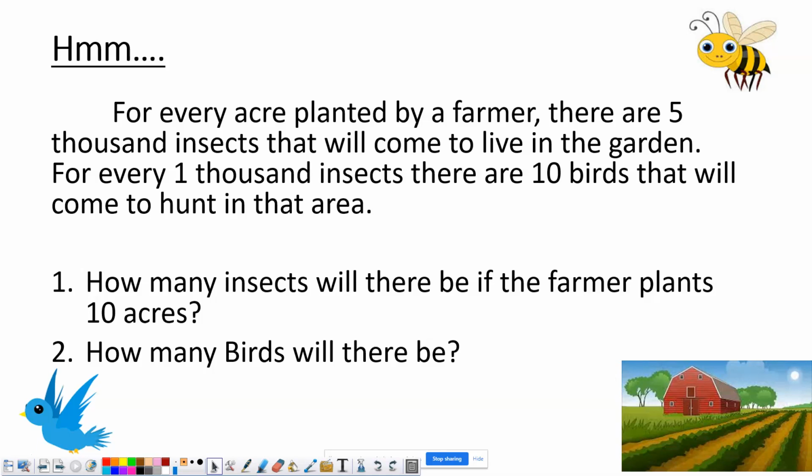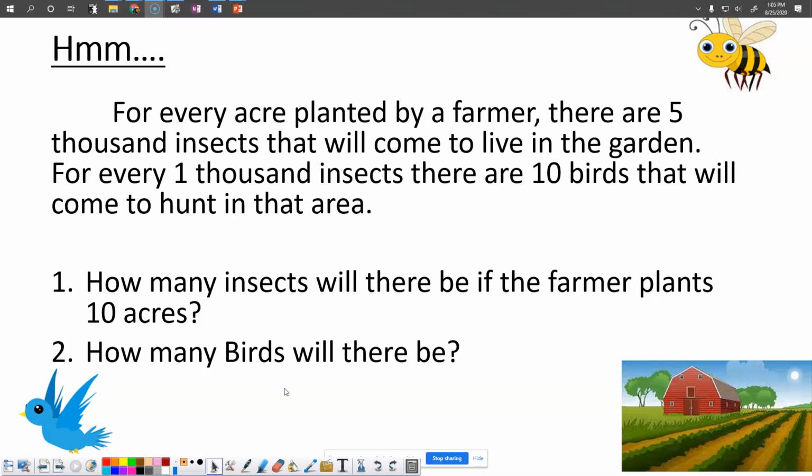Alright, so here's a little way to introduce it. Go ahead and pause the video, read it, and when you unpause it, I will discuss it with you. If 1,000 insects are in every acre and there's 10 acres, that would be 10,000. If there's 5,000 insects in every acre and there's 10 acres, that would be 50,000. And for every 1,000 insects, there's 10 birds. So there's 50,000 insects, which means there would be 50 birds.